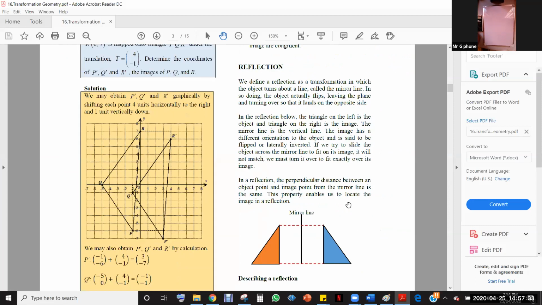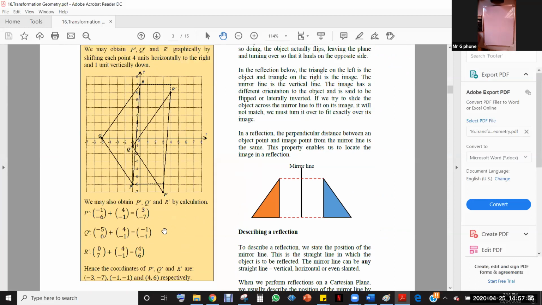As you all can see here, our value for P1 was 3, -7. So 3 on the x-axis, -7 on here. So that's where P is. And our new value for Q, which is Q1, was -1, -1. As you all can see, it's right here. And of course, R1 is 4, 6. So 4 on the x-axis, 6 on the y-axis, that's right here. Everybody good?